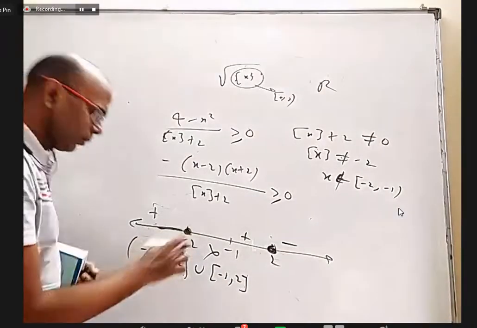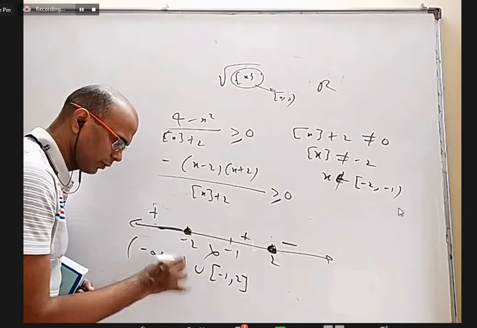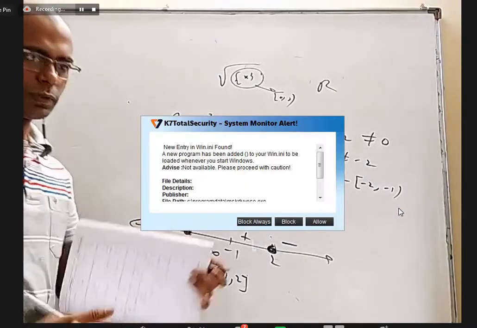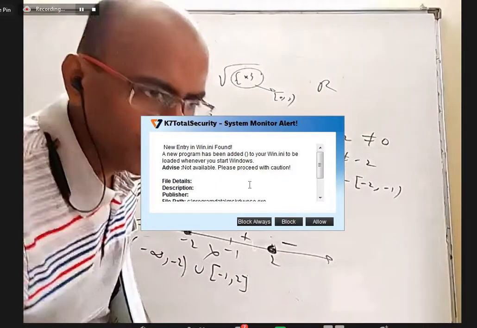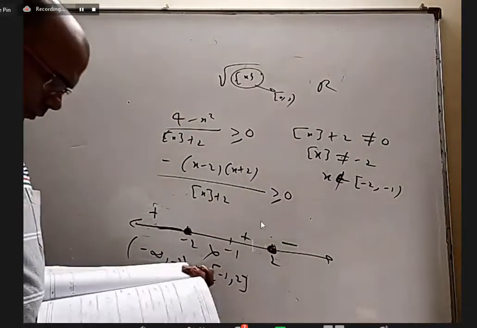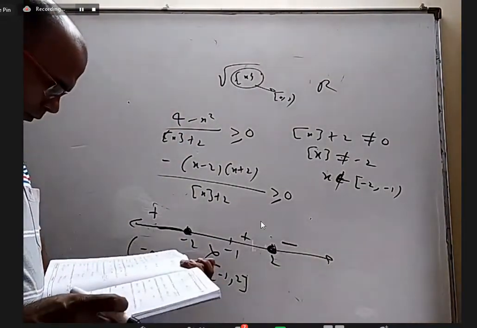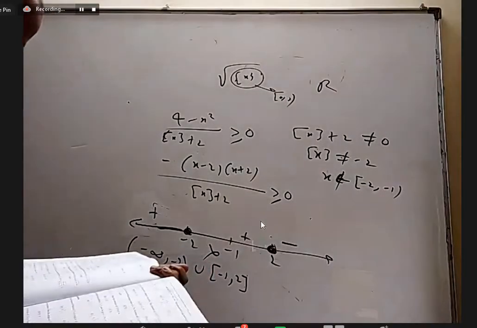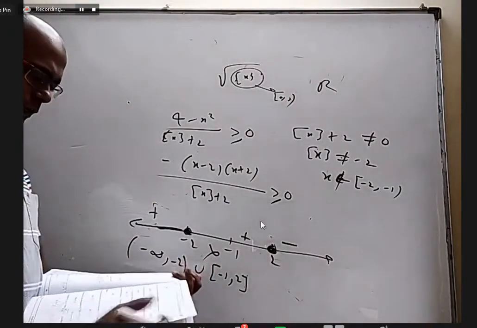But at -2, the denominator is not okay, so we should make it open. Not for the numerator. For the denominator, it will be 0 by 0 form. So -infinity to -2. So it should be option A, 78.